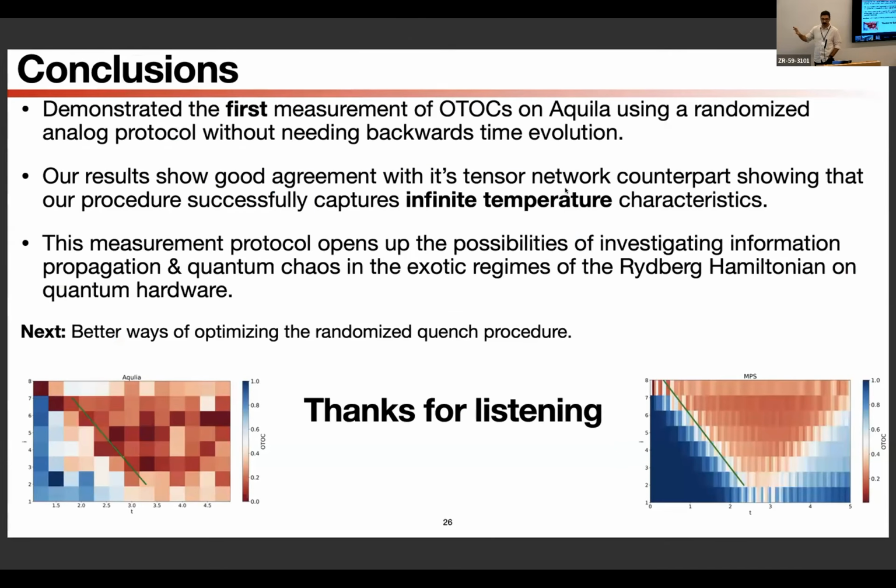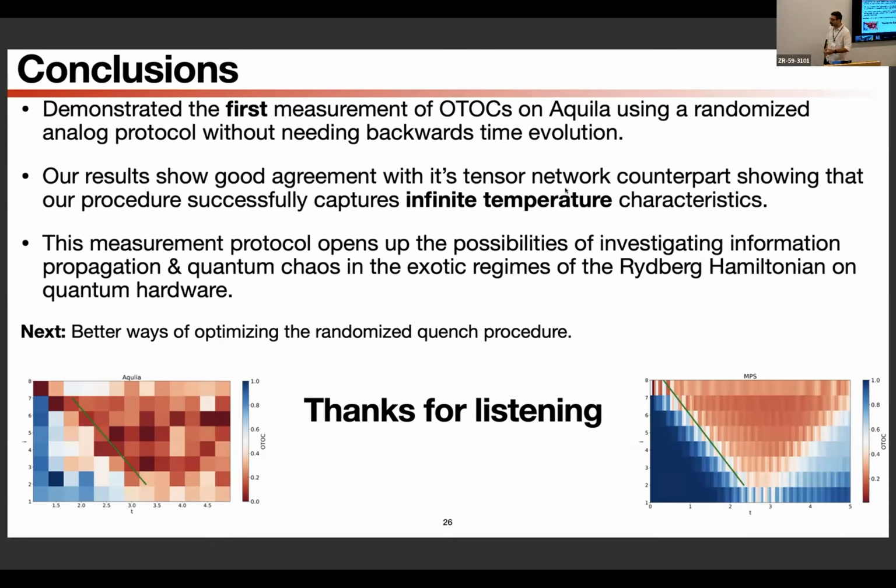So we demonstrated the first measurement of OTOCs that uses a randomized analog protocol without the need for backwards time evolution. Our results show very good agreement with the tensor network counterparts, showing that we can capture the infinite temperature characteristics of these OTOC operators pretty well. And this measurement protocol opens up possibilities of investigating information propagation and quantum chaos in the exotic regimes of the Rydberg Hamiltonian, which is a very interesting area to pursue, where we do not know how these different phases and different connectivities in the Rydberg Hamiltonian will affect quantum chaos and information propagation.